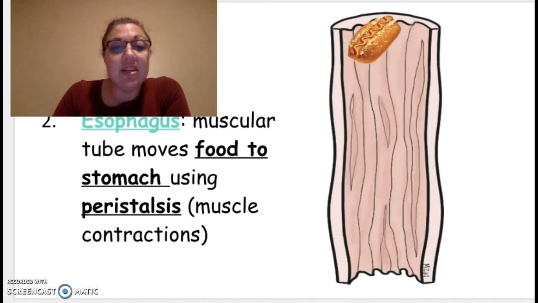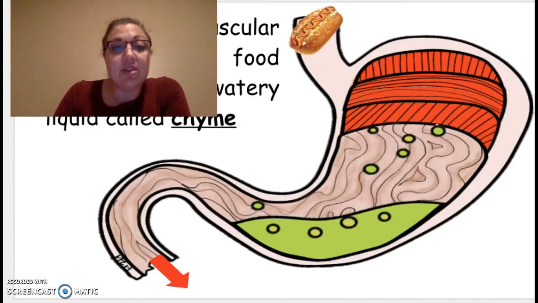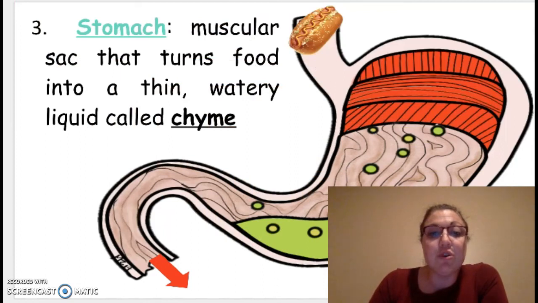After the esophagus, your food moves into your stomach. Your stomach is a muscular sac that turns food into a thin, watery liquid called chyme. This happens because there's more mechanical digestion, where the muscle is squeezing the food and breaking it down, but there's a lot of chemicals in your stomach like hydrochloric acid, bile, and other chemicals that your liver, pancreas, and gallbladder add into your food to help digest it.